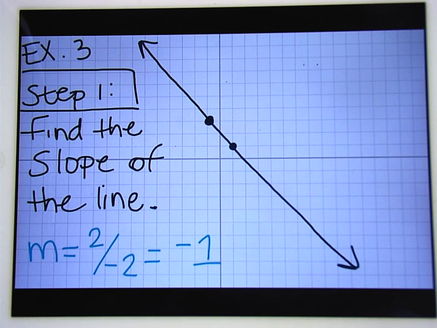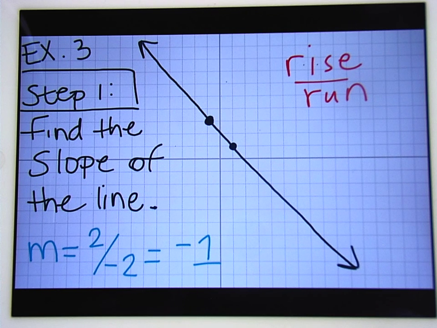Step 1, you're asked to find the slope of the line. Since you do have a line here that's provided, you can simply use the rise over run method to determine what the slope is. It doesn't matter which point you start with. Either point you can use the rise over run.